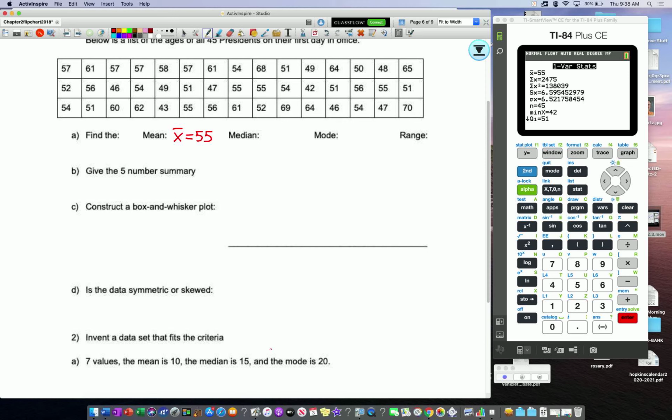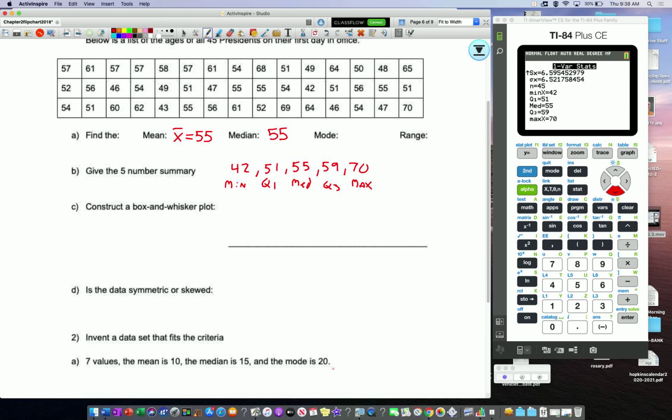The median. Let's get that 5-number summary, in fact. Down here it says give the 5-number summary, so I'm going to write the 5 numbers. When I write the 5 numbers, you'll see a lot of times I just write them in a row with commas in between, and 70. So I know this is the min, Q1, the median, Q3, and the max. In fact, the median happens to be 55.